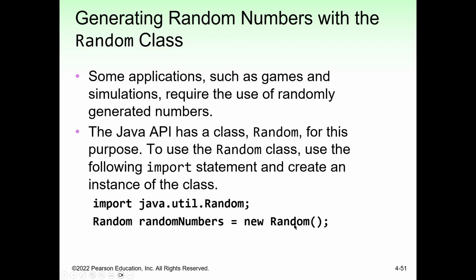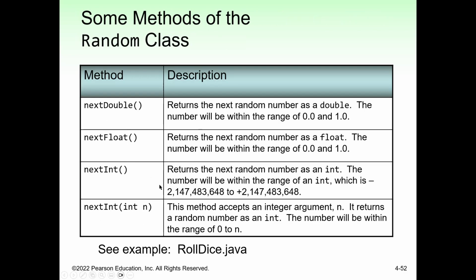And this would be your object creation, an instance of the Random class. So again, the same definition as we did with any other object. In this case, Random, whatever name you want it to have, in this case it's randomNumbers, equals new Random and your parentheses. And here are your methods of your Random class.